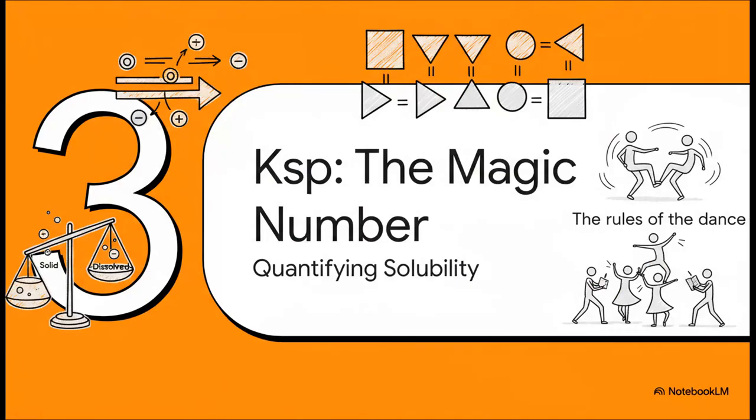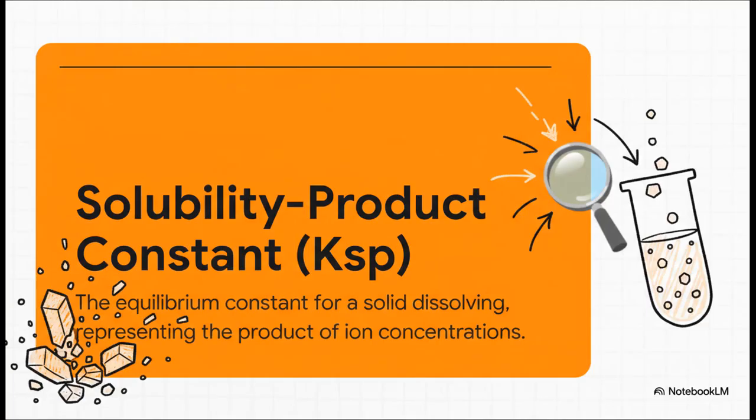So if we have a balanced process, you know what that means, right? We can describe it with math. And that brings us to KSP, which you can think of as the rule book for the dance. KSP stands for the solubility product constant. And what it is really is just a single number that tells you exactly how soluble a substance is. It sets the limit, the absolute maximum amount of dissolved ions a solution can hold before it's completely full.